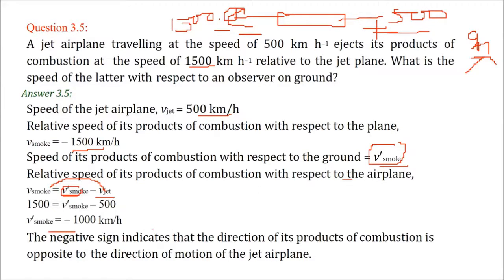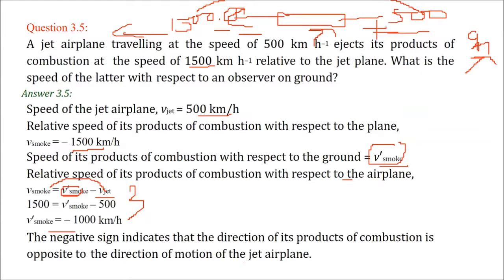And why? Because if you subtract, 15,000 minus 500, this will be the relative speed, and because this is in the opposite direction, it will be minus 1000. So this seems very obvious here, but this has to be used in the way which has been taught to us. So the negative sign indicates that the direction of its products of combustion is opposite to the direction of motion of the jet airplane.